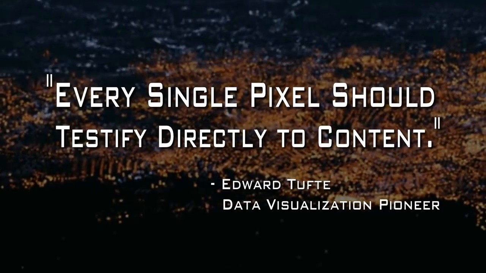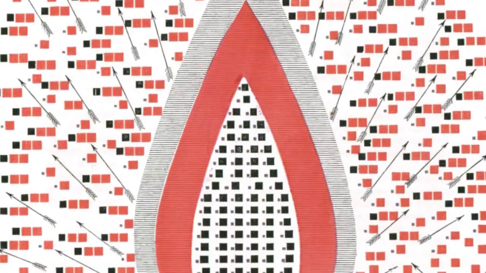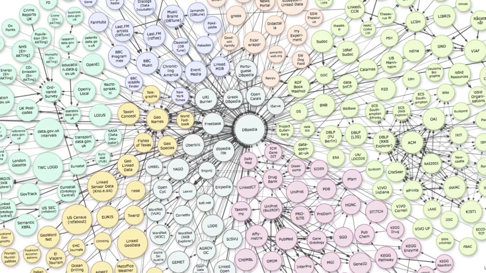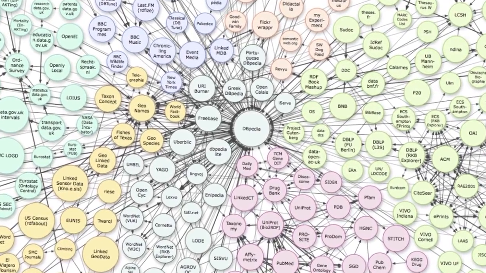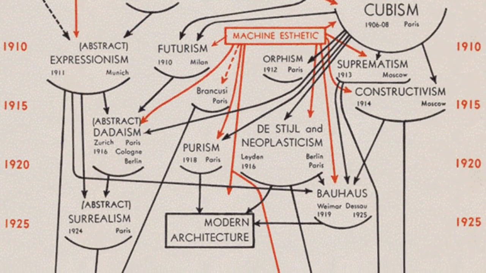In the arrangement of a visualization, every single pixel should testify directly to content. As Johnny Ive, the great Apple designer, said, we spend most of our time getting design out of the way. It's got to get out of the way because it's about the relationship of the viewer and how they reason about the content.